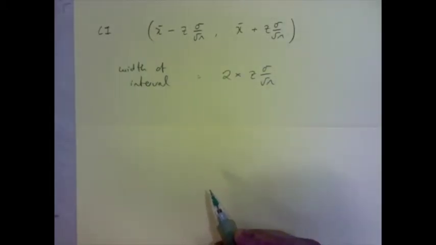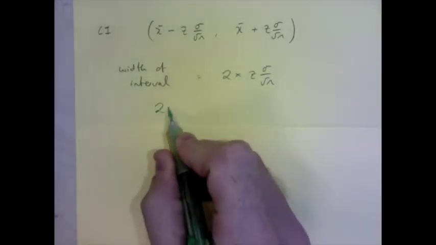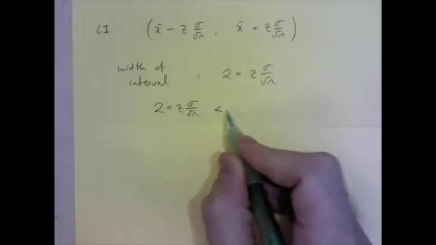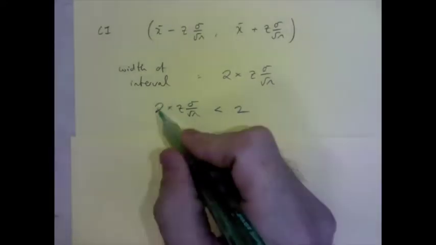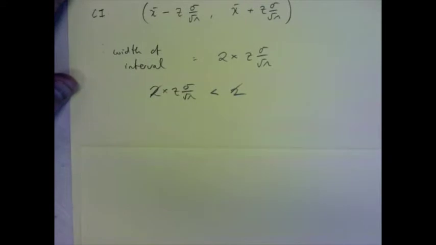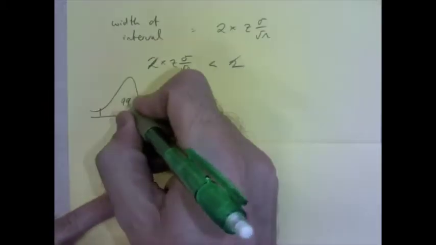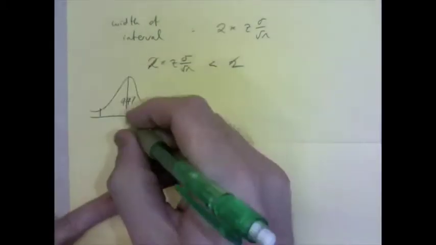So I can set this up. I need 2 lots of z sigma on root n to be less than 2. I can cancel the 2's off. I'm now left to solve this particular equation, which is hopefully going to be straightforward. Sigma's given, n's given. The only thing that I need to find is z. So I'm just going to come back to my sketch. I'm working on a 99% confidence interval, 99% in the middle.